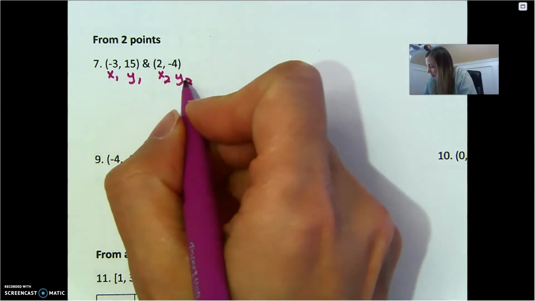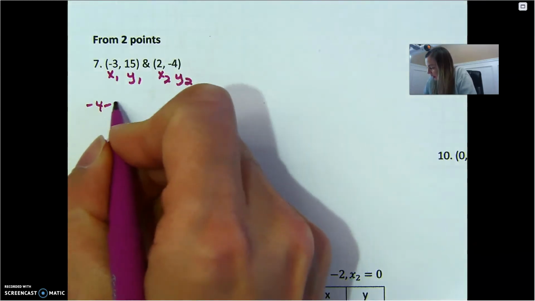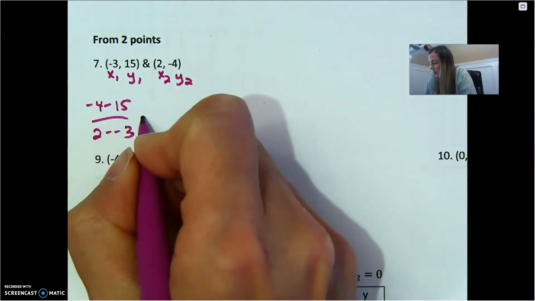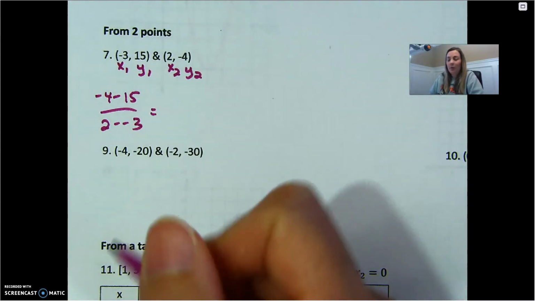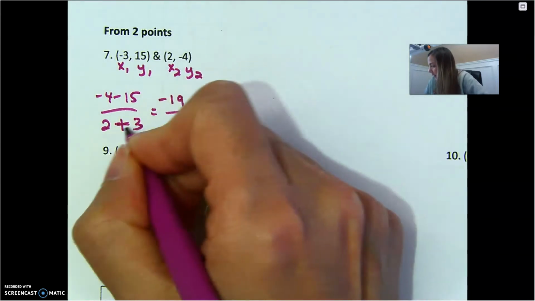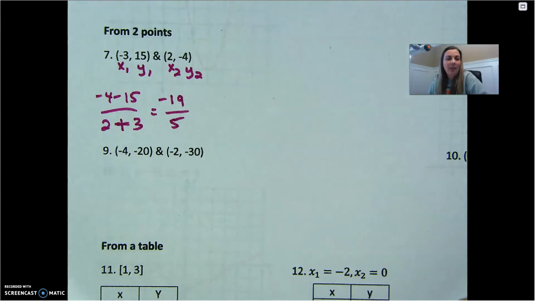Okay, so on top we have y2 minus y1 all over x2 minus x1. We have that minus minus going on again, so we can turn that into a plus. So this is negative 19 over 5. You can leave it just like that. You don't have to worry about making it fancy.